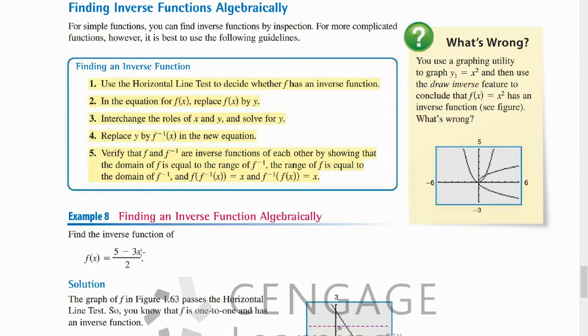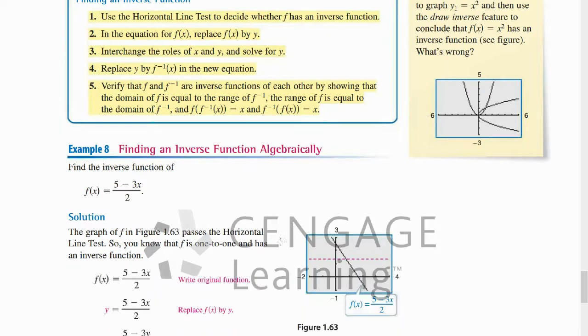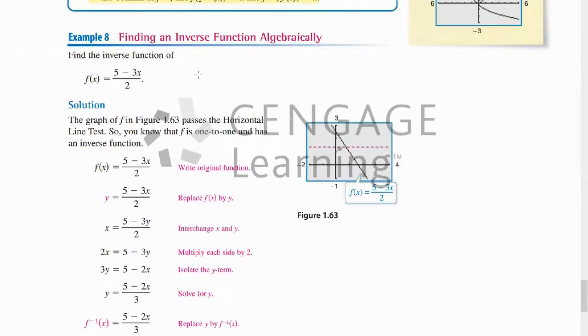Where you had an x, you put a y. And then solve for y. And then whatever you get is going to be your inverse. Okay, so here's an example. Find the inverse of this function.